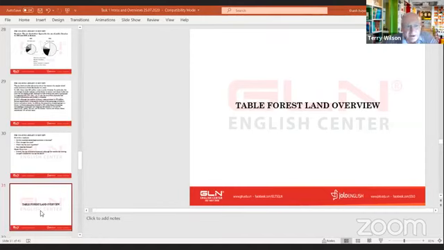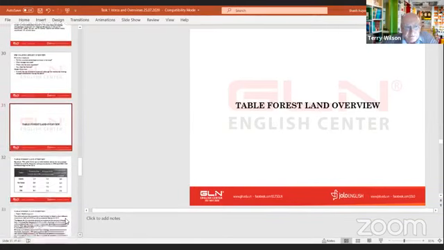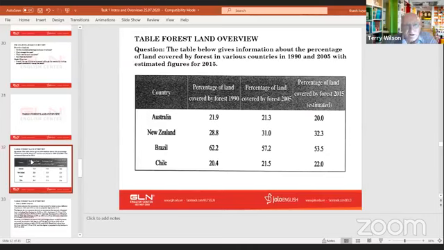Let's have a look at the table. So what have we got here? It's quite a simple table, 4 countries. There are 3 criteria for each country. Percentage of land covered by forest, 1990. And again in 2005. And then the estimated 10 years later.